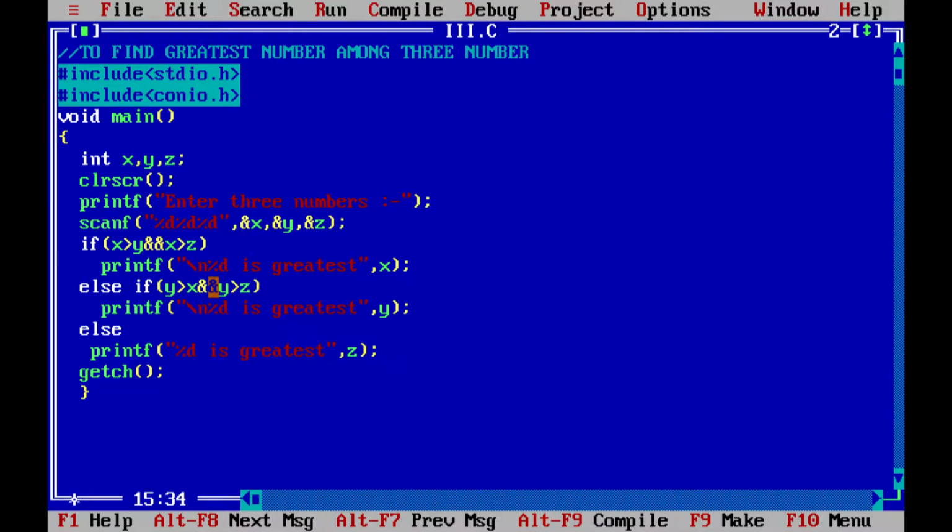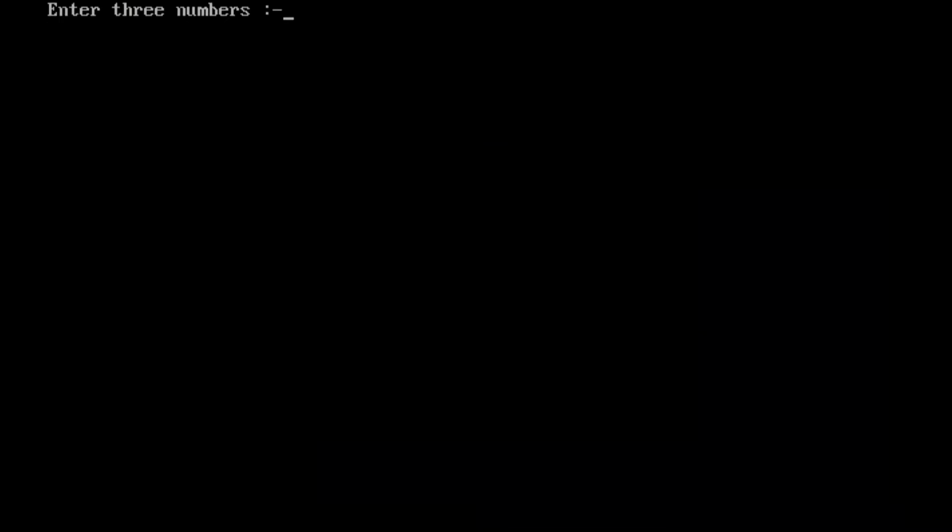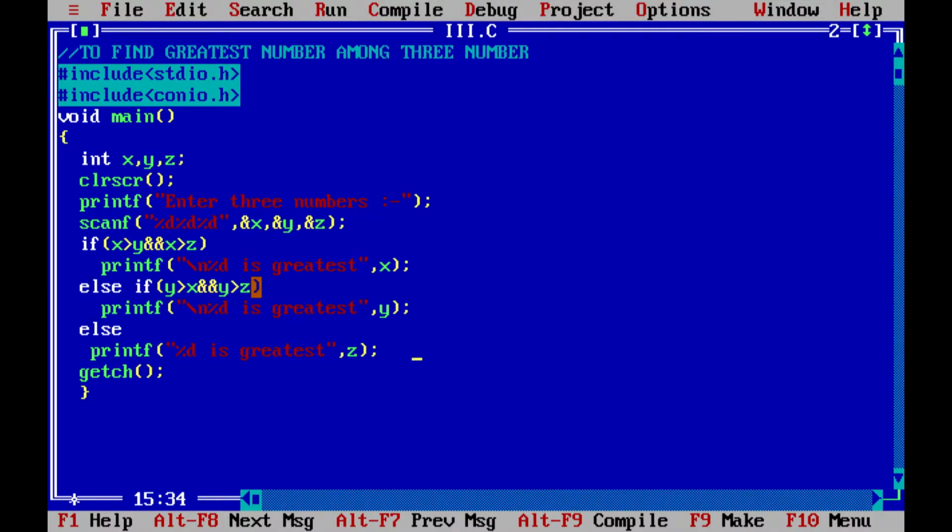So let's compile it and see what happens. It asks to enter three numbers, so we put 12, 43 and let's say 22. So 43 is greatest. It works well. This is the solution of this particular problem.